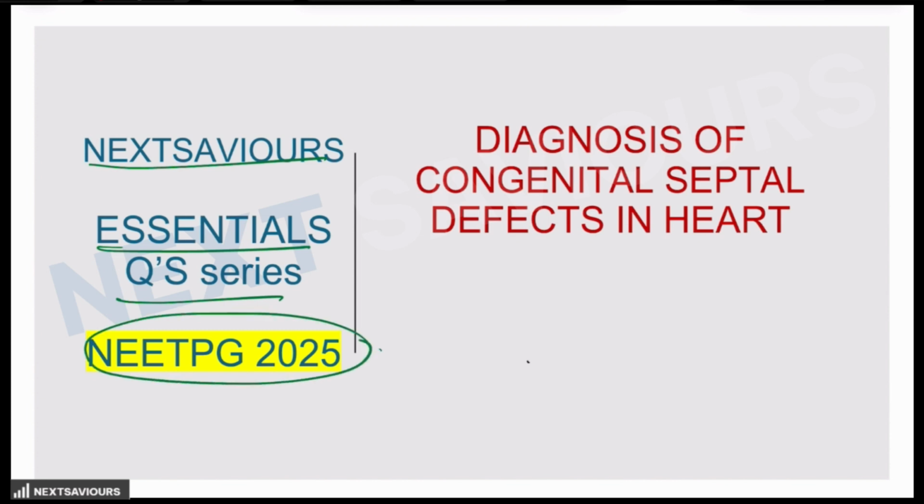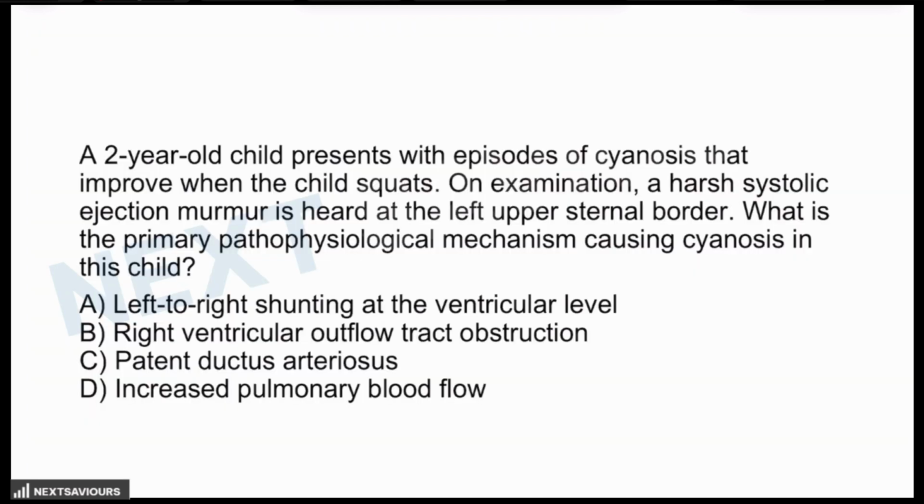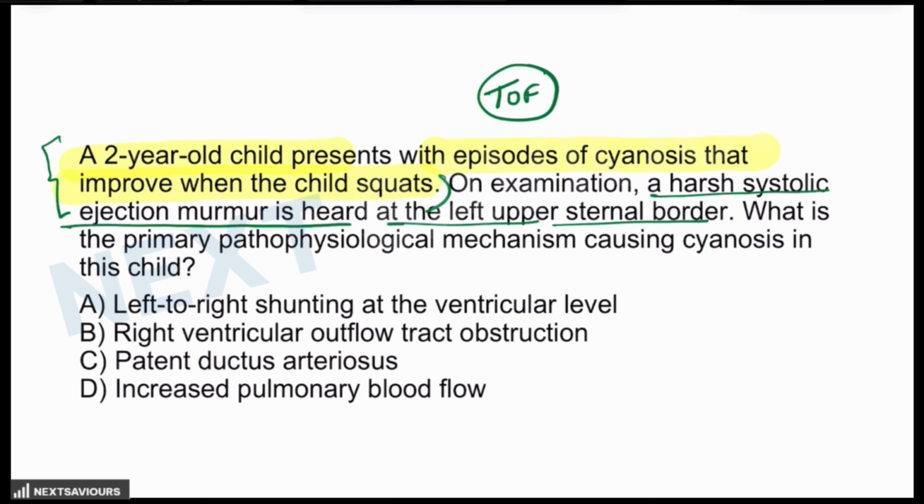Today we are going to have a discussion on how to diagnose the questions related to congenital septal defects in the heart. Because if you look at this sample question, a 2-year-old child presents with episodes of cyanosis that improves when the child squats. By the time you reach this line, you already know that you are talking about the question related to tetralogy of Fallot. On examination, the harsh systolic ejection murmur is heard at the left upper sternal border. So you are confirmed that you are talking about the question related to the tetralogy of Fallot.